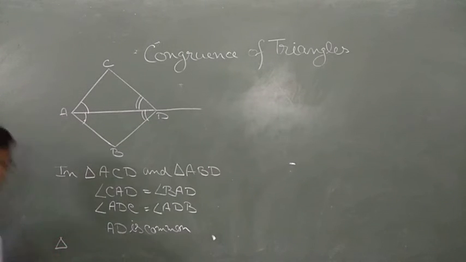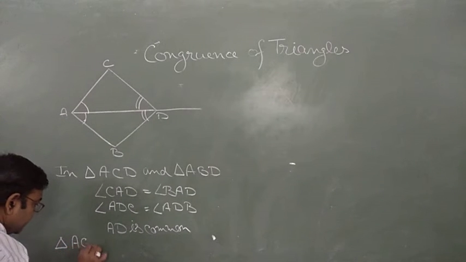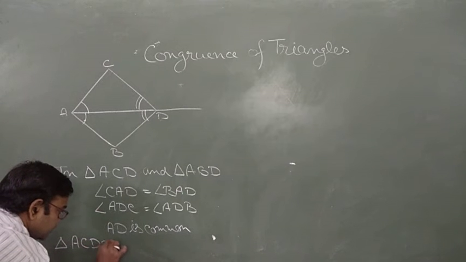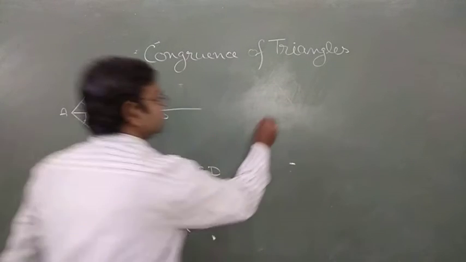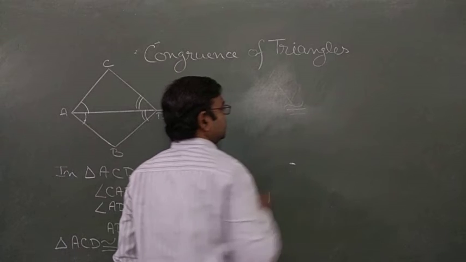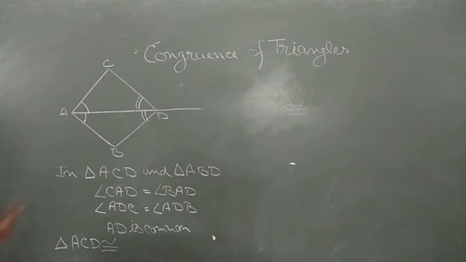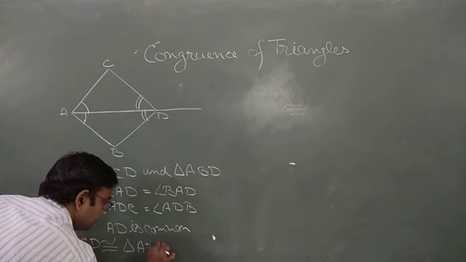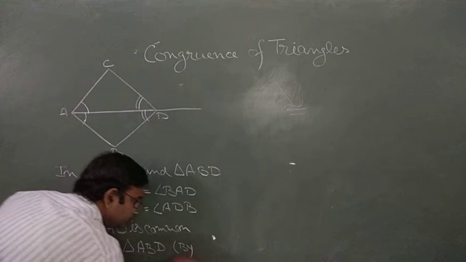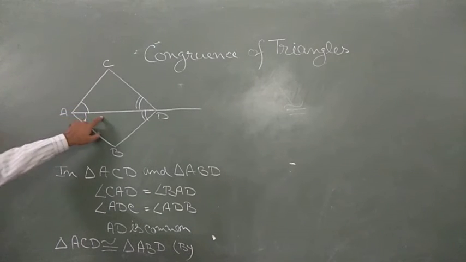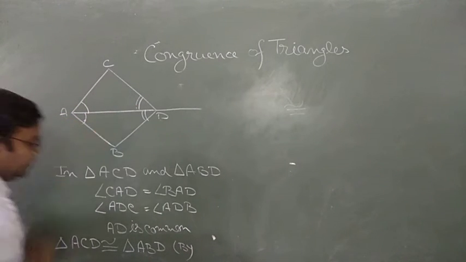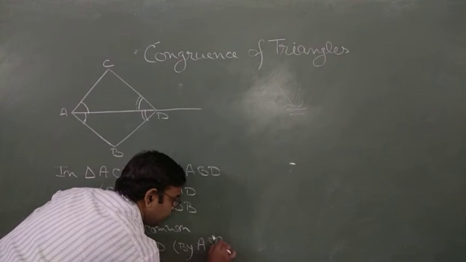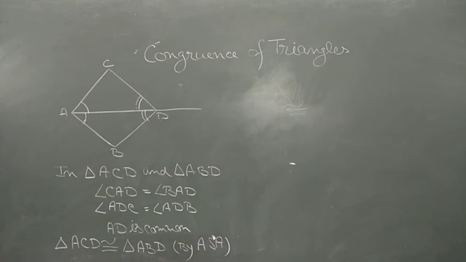that triangle ACD, use the congruent symbol. This one is the congruent symbol, an equal to sign with a curve sign. Triangle ACD is congruent to triangle ABD. Why? By which property are we using? Angle, angle, side, by AAS property. Clear? Likewise, you have to prove that. I hope this thing is clear. So move to the next question.